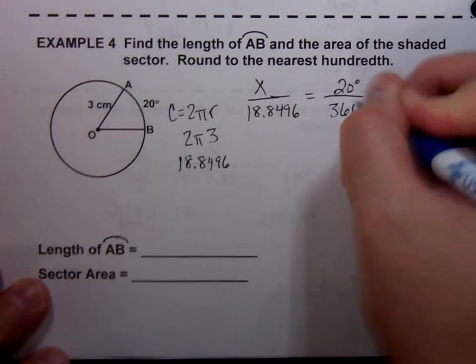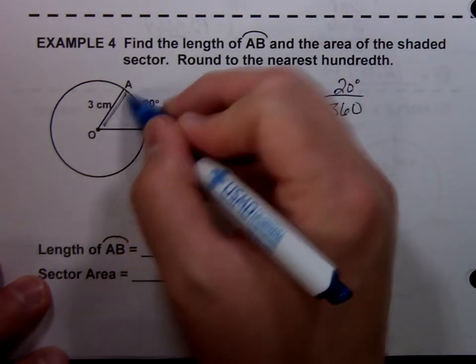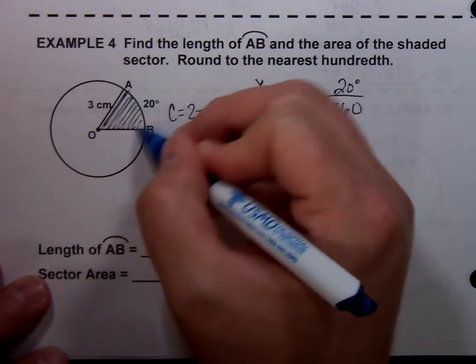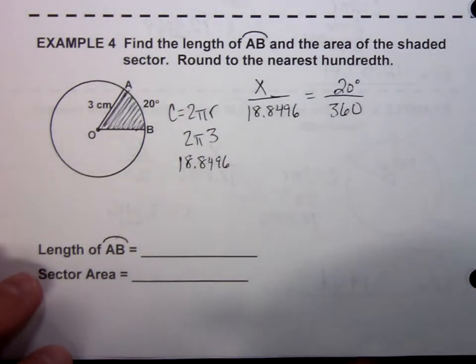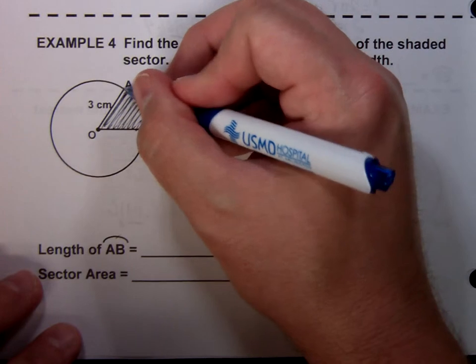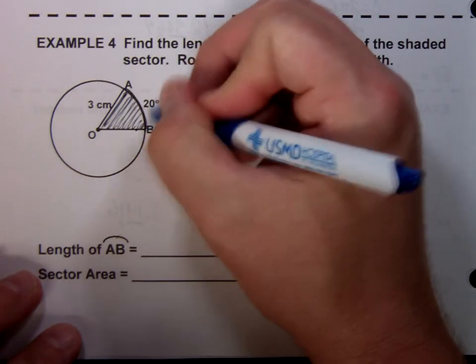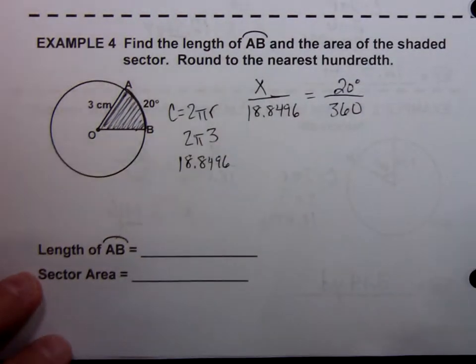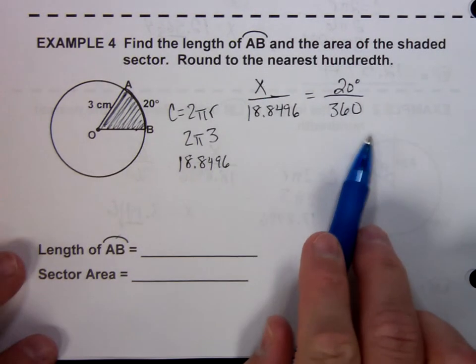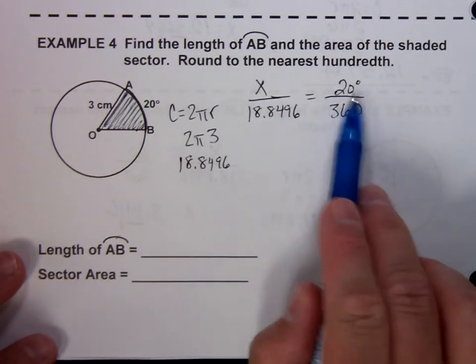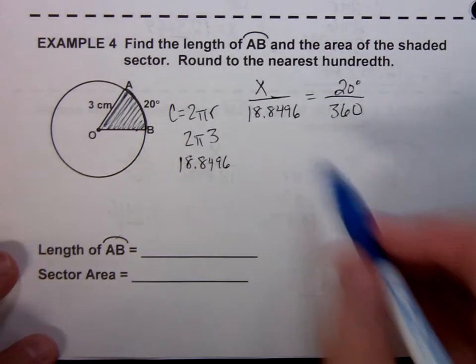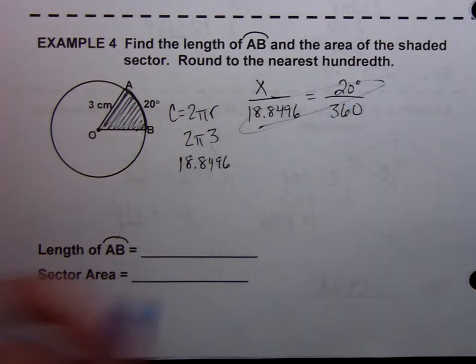And sorry, I told you I was going to shade it in for you. This is what we're shading in for the sector later. And right now we're doing the length of arc AB. We're doing this right here. So we're using the 20. So here's our proportion for arc length. Arc length over circumference, central angle over 360. So I'm multiplying these, dividing by 360.